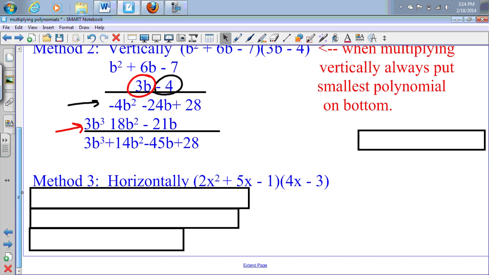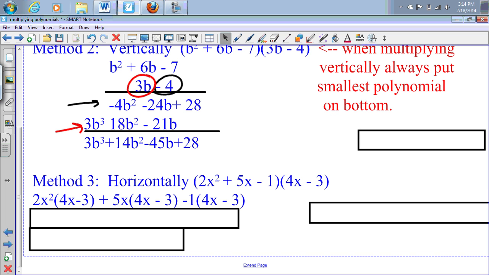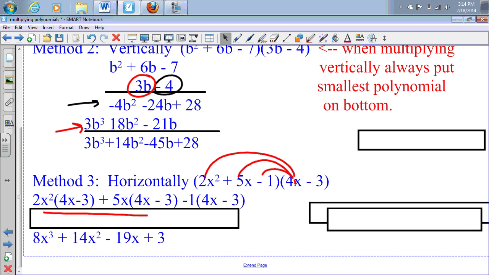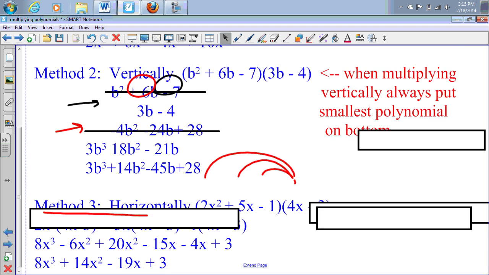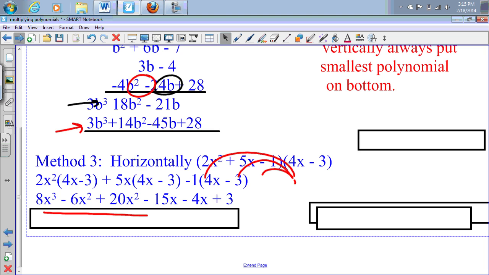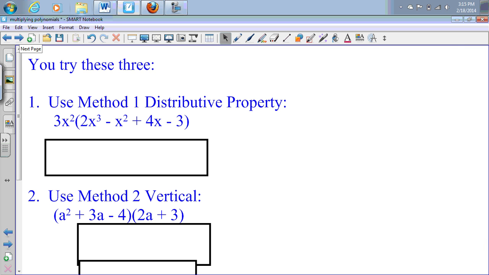And then there was the horizontal method, where it was like the distributive property, where we multiplied 4x times each of these terms and wrote it out horizontally. Okay? And got the same answer, or this answer, I guess is not the same. Whoops, because those were different. Okay, then we were going to look at you trying some.